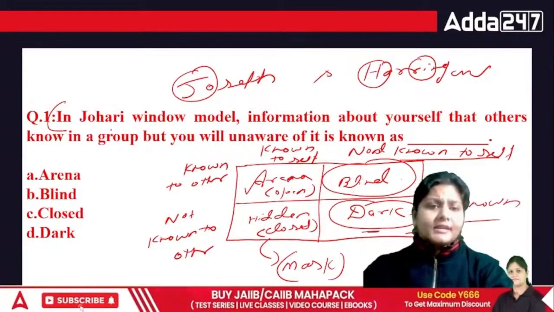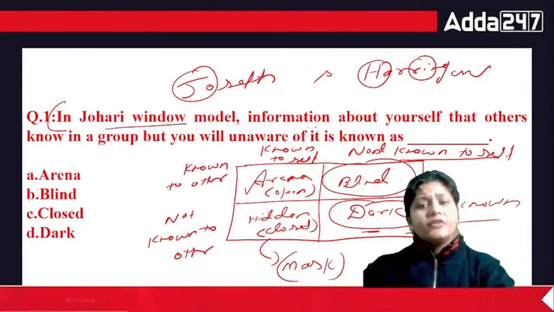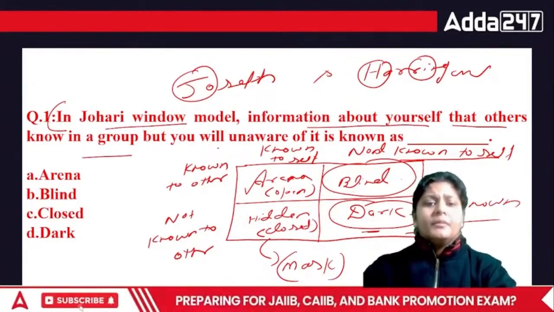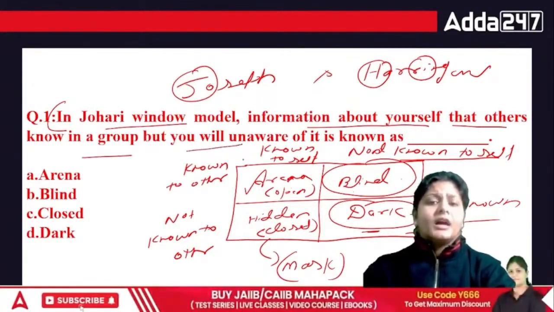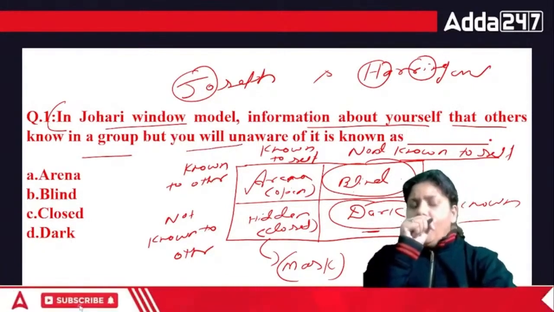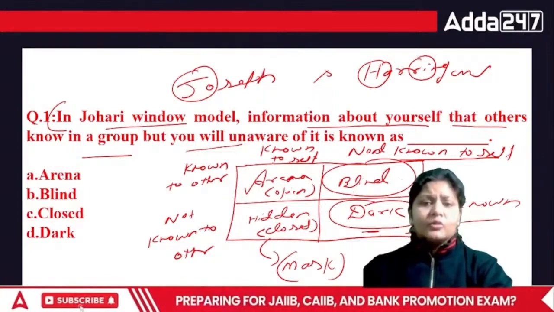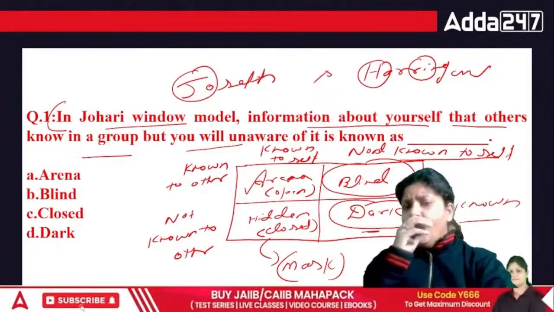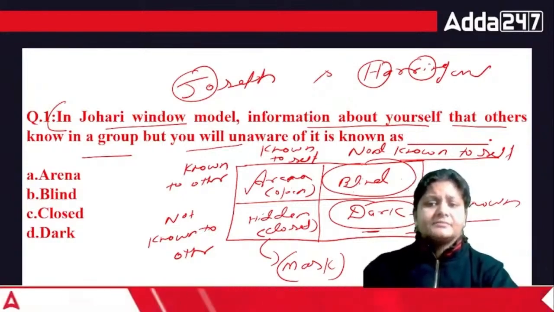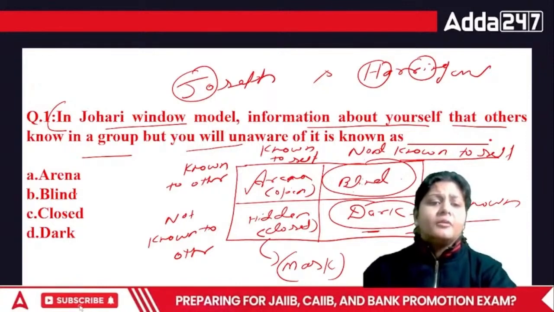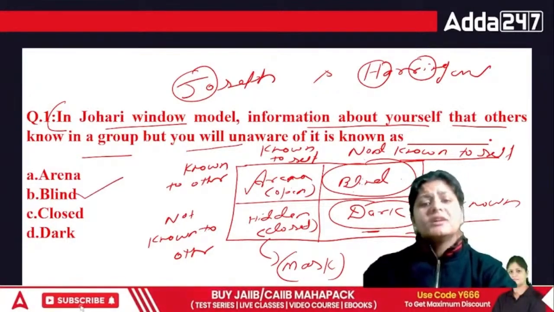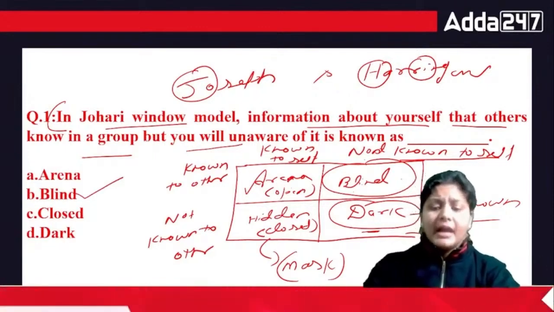So the question here is: in the Johari window model, the information about yourself that others know in a group but you are unaware of it. That means others know but you do not. So that is the blind area: others know about yourself but you yourself don't know about that.